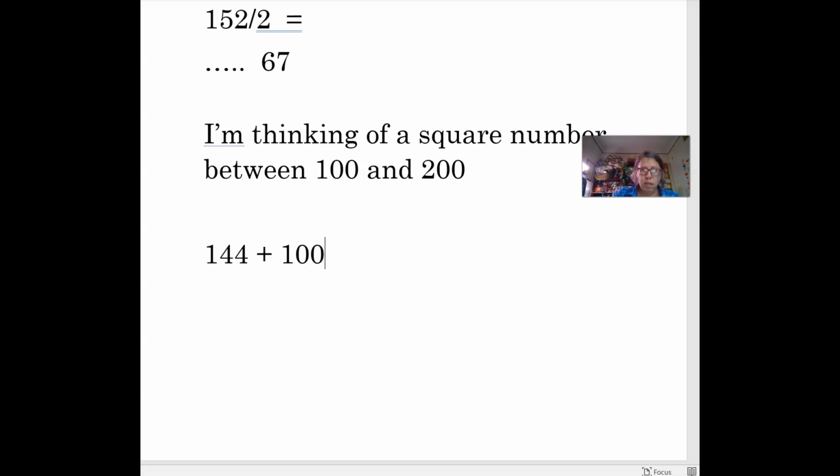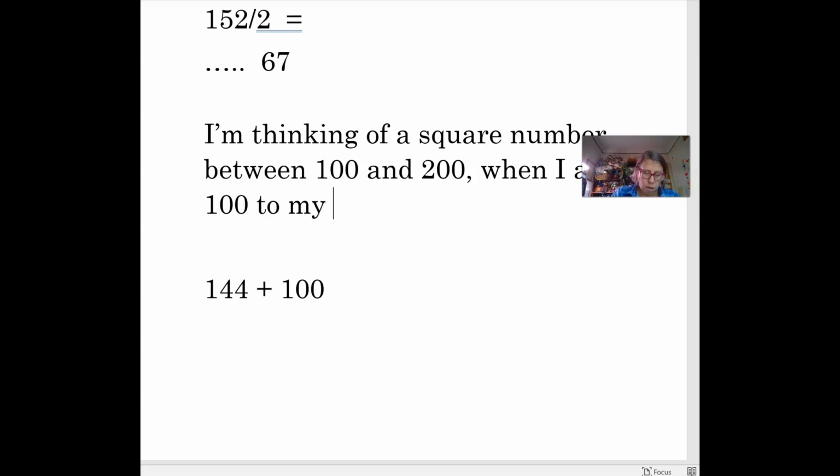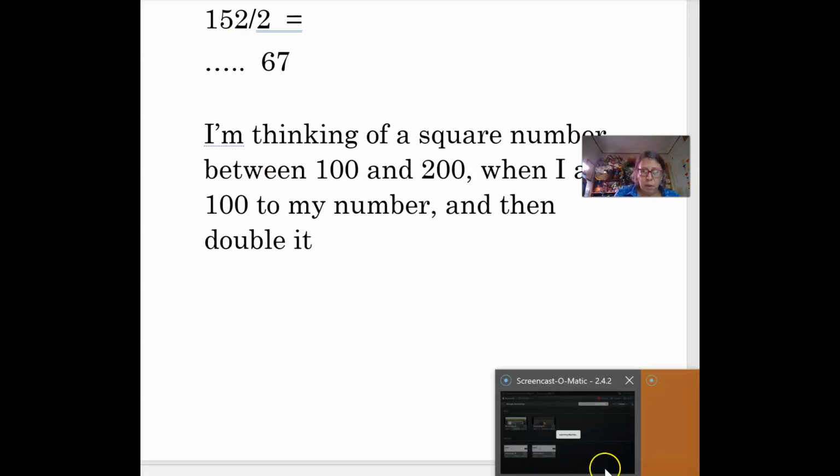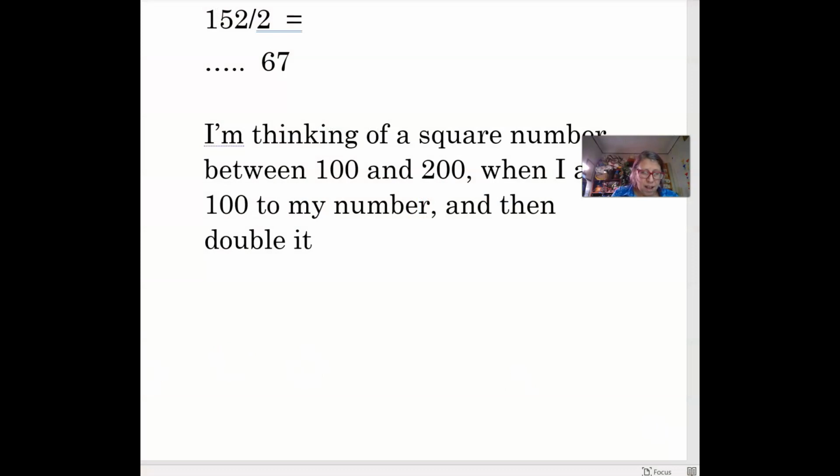So you're going to start with that 144 and you're going to do stuff to it. Add 100. When I add 100 to my number, and then double it, do a few things, and then you give them the final number you get, whatever that is. And then you say, what's my number? And that's it. That's how you make one. It's not too hard. So see if you can make a story to it to make it more fun and more interesting, and have fun with it.